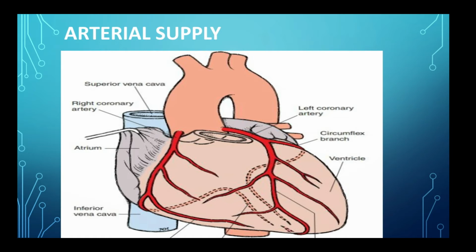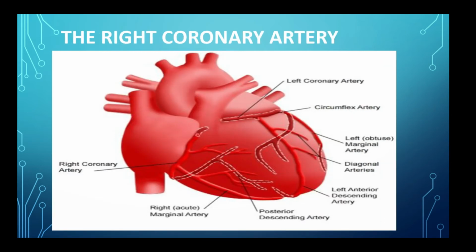Next, the right coronary artery. The right coronary artery supplies blood to the right ventricle, the right atrium and the SA and AV nodes, which regulate the heart rhythm. The right coronary artery divides into smaller branches including the right posterior descending artery and the marginal artery.